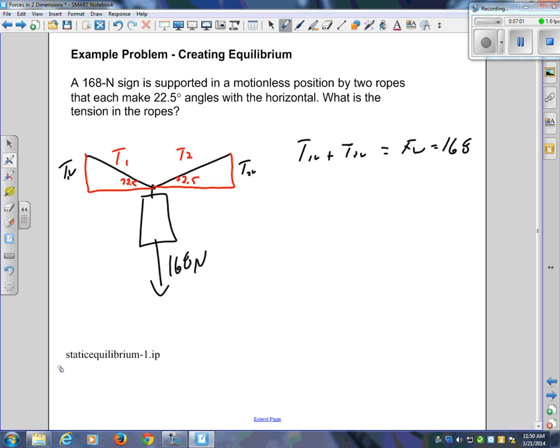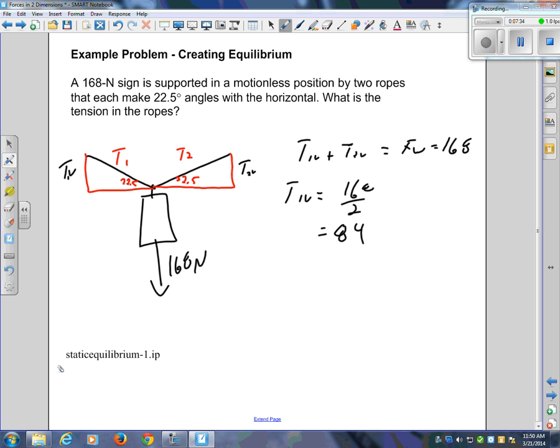Is T1 equal to T2? Yeah. Absolutely, right? There's two. If the angles were different, would they be different? Would the tension of the ropes be different if one was 22.5 and the other was, say, 50? Yes. Absolutely. Okay, for now we'll just make them equal. So in other words, what we really could say is that T1V is equal to 168 divided by 2, right?